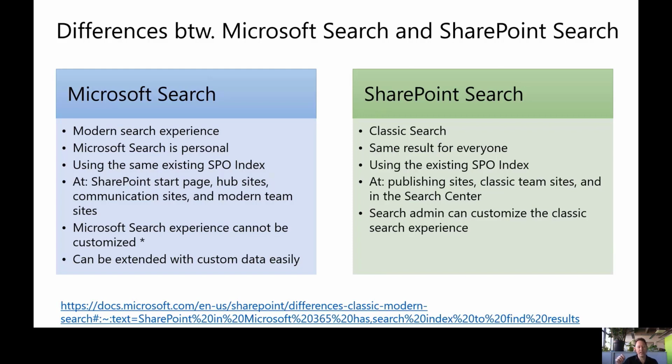So if you turn off indexing of a SharePoint site, that site also wouldn't be searchable in Microsoft Search, so keep that in mind. SharePoint Search is available on the publishing and classic site types, while the modern search, Microsoft Search, is available only in modern sites like communication sites. The search experience cannot be customized currently in Microsoft Search, so we will see that a little bit later, while on SharePoint Search, you can configure the result as you want.